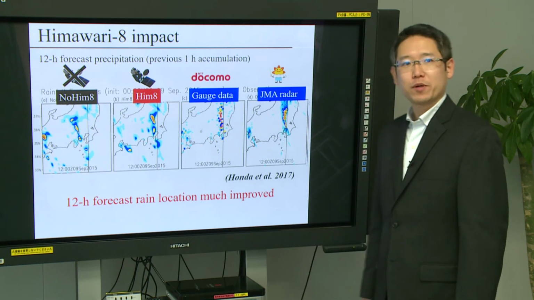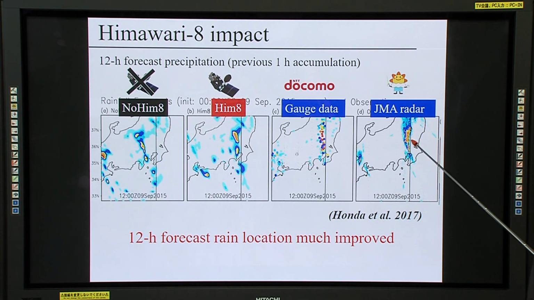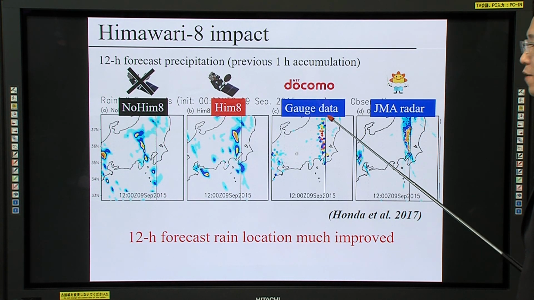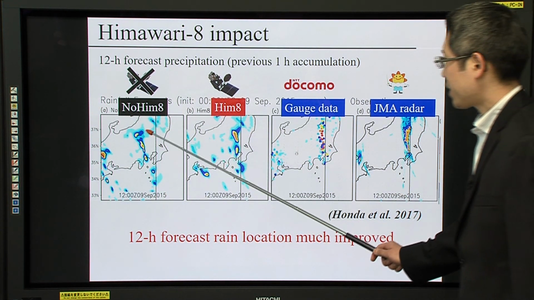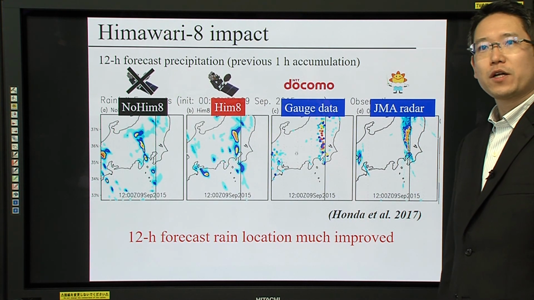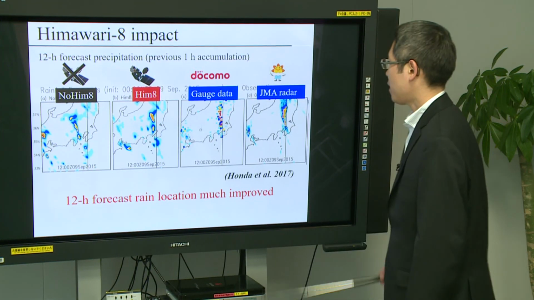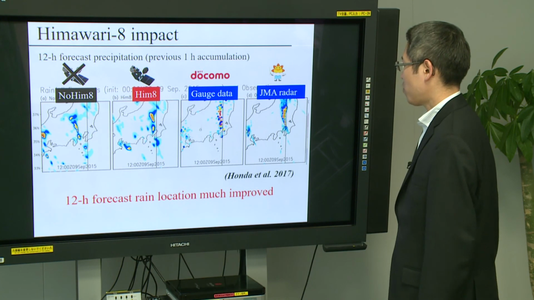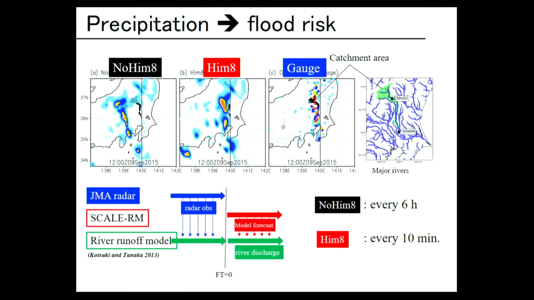So we made a prediction of the precipitation in 12 hours. So this is a 12-hour forecast. And this is what was observed by the operational radar system. And this is the observation by the surface gauge. So we can see the heavy rainfall here. And this is the prediction without using the Himawari 8 data. So that was shifted to the west by more than 100 kilometers. And here with Himawari 8, a lot improved from this. So the 12-hour forecast rain location was much improved by using the Himawari 8 data every 10 minutes. So now we have a better prediction of precipitation.